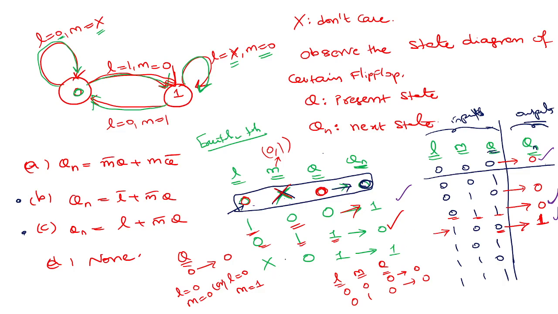Right. Next, 0, 0, 1 and 1, 0, 1. Your output will be 1, right? Where is 0, 0, 1? And 1, 0, 1. Okay. So what about the other conditions? 1, 1, 0 and 1, 1, 1. What should we take?